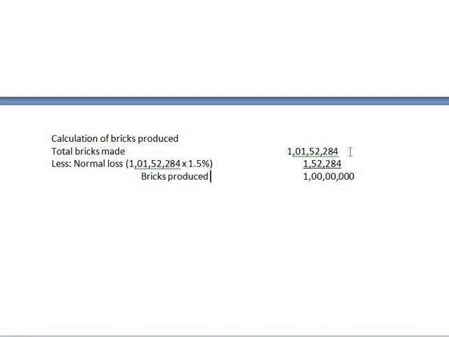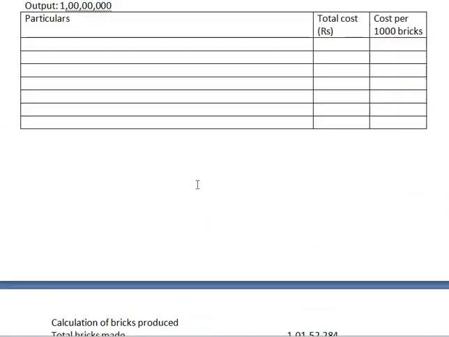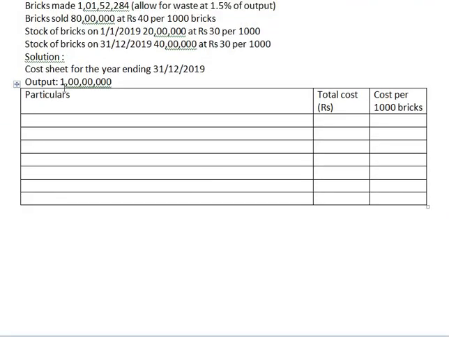Total bricks made is already given in the problem, and they have told there is 1.5% normal loss. So that normal loss should be deducted from total bricks made. Once you deduct it, you will get how many bricks are produced. So 1 crore bricks are produced. Here you can write output, and write 1 crore bricks. Now next line, prepare a statement: particulars, total cost and cost per 1000 bricks.